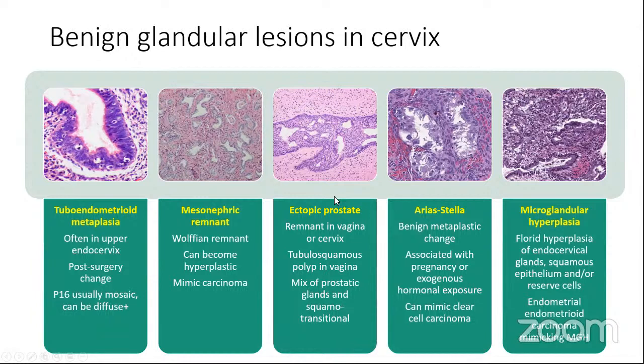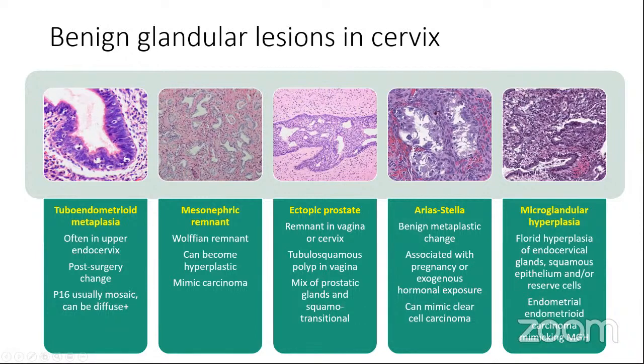Ectopic prostate is an entity that also has its own chapter in the WHO. I'll talk about this briefly in a minute, but these are, again, remnants from the male development embryologically that can occur in either the vagina or the cervix. When they occur in the vagina, they're called tubulosquamous polyps, but when they occur in the cervix, we call them ectopic prostate.